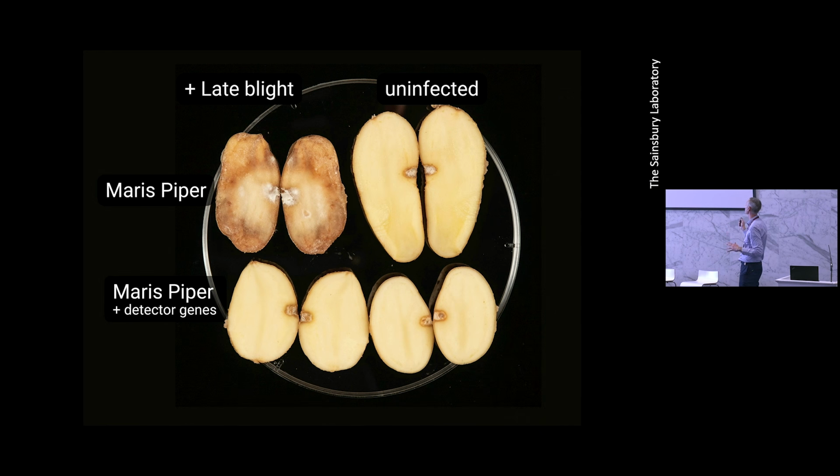This is some work, again, that's been done at the Sainsbury Lab in Norwich. And here we've got an example of the potato blight. At the top, we have just a normal potato, and then one that's been infected with the mold that causes blight. You can see that's what it does to the potato, and no one's going to want to eat that. Okay, so that's what happens to the crop. That's no good. At the bottom, we've got the same thing. Again, you've got an uninfected potato, but this one has been infected, but this one has been precision engineered.